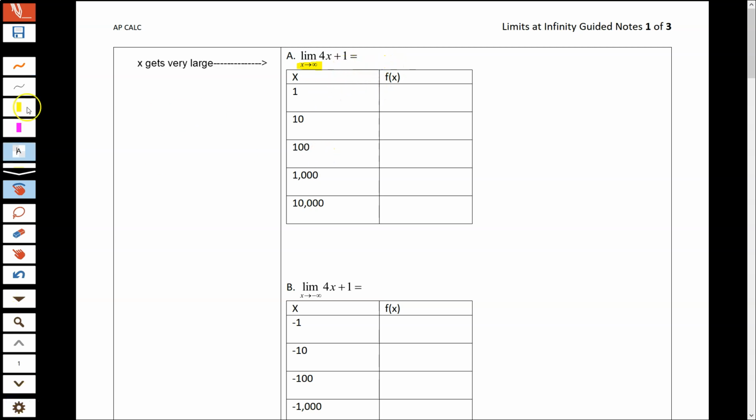So the way I can do this is I can see what happens to this function. This, by the way, is just a line, as I plug in bigger and bigger numbers. 4 times 1 plus 1 is 5. 4 times 10 plus 1 is 41. And then I get 401, 4,001, 40,001.